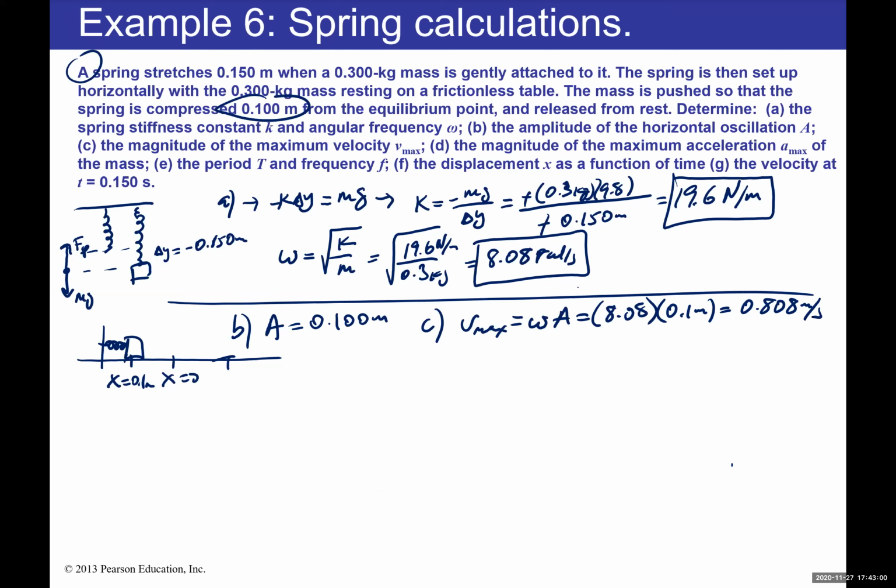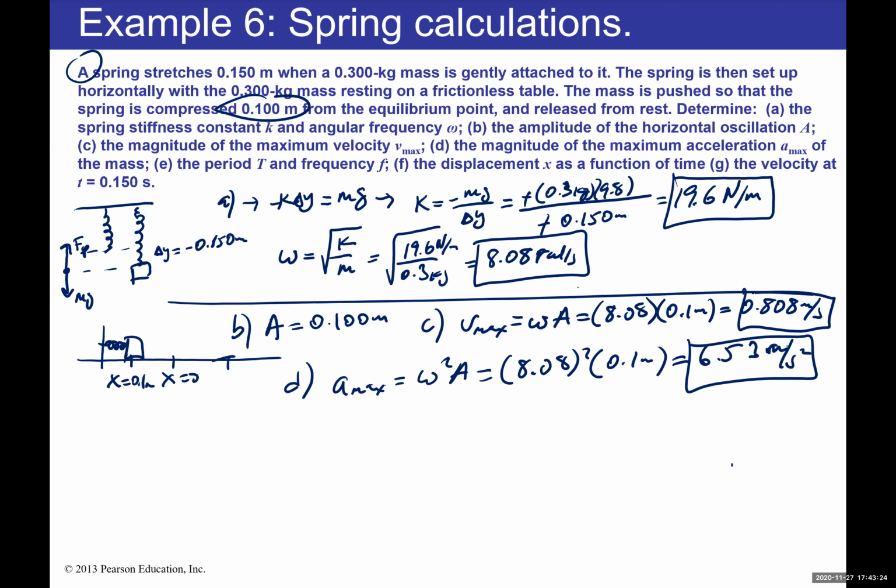All right, so then part D says find the maximum acceleration. So I can also do that because A max is equal to omega squared times A, which is 8.08 squared times 0.1 meters. And I can find this to be 6.53 meters per second squared.